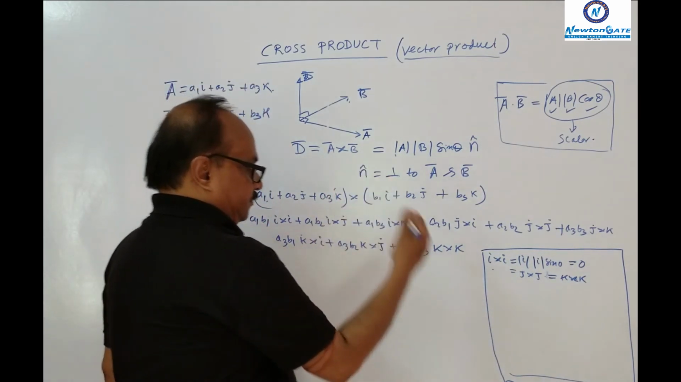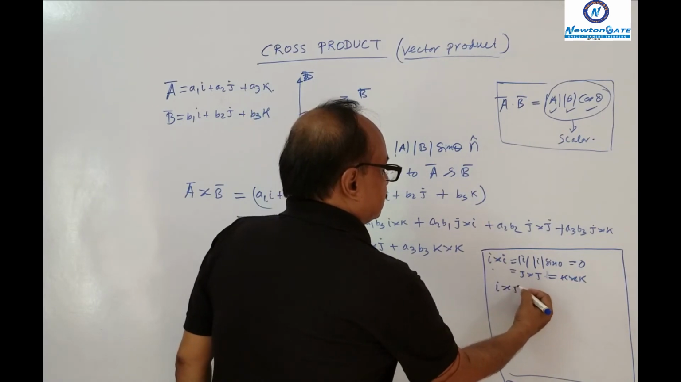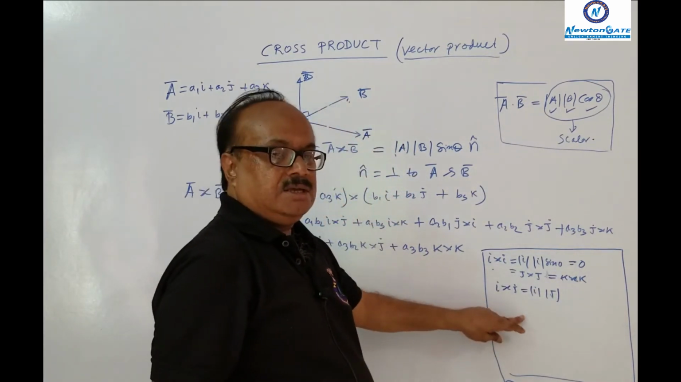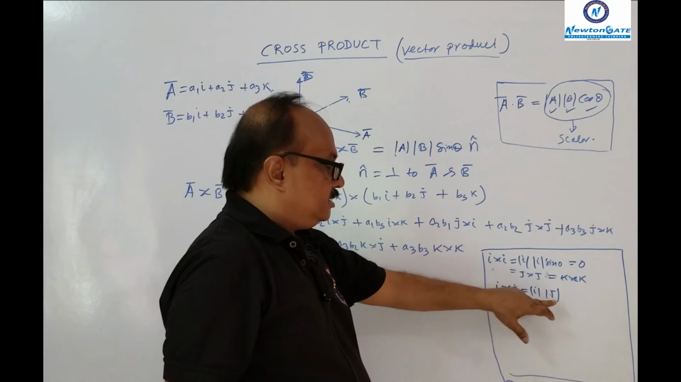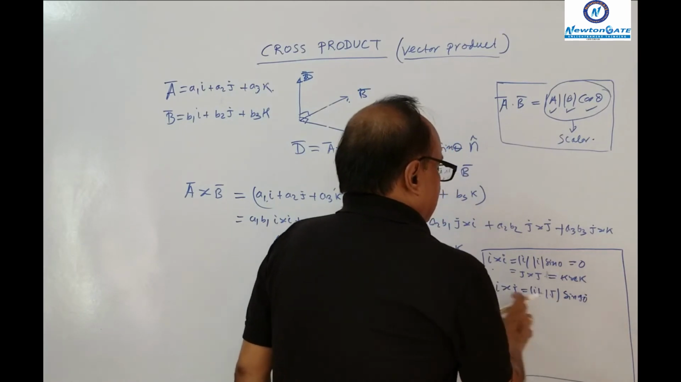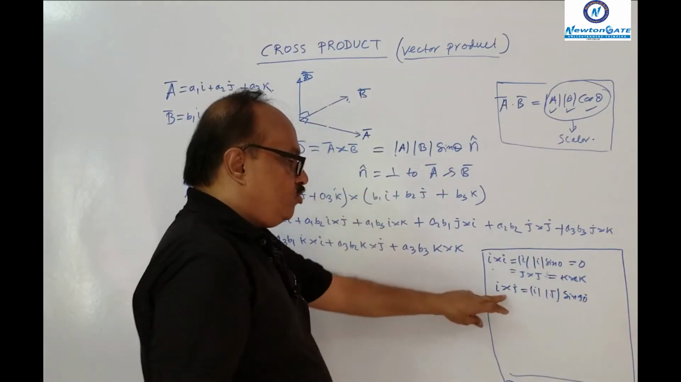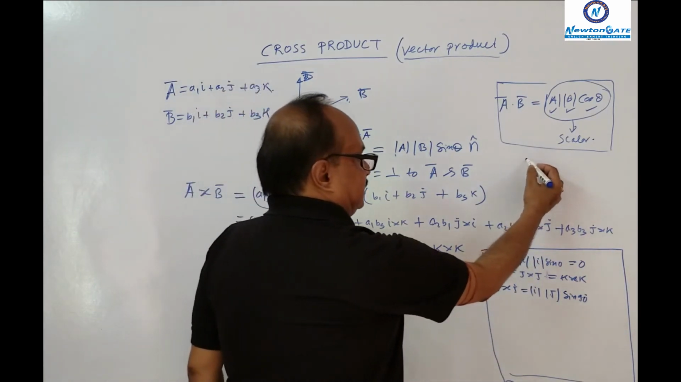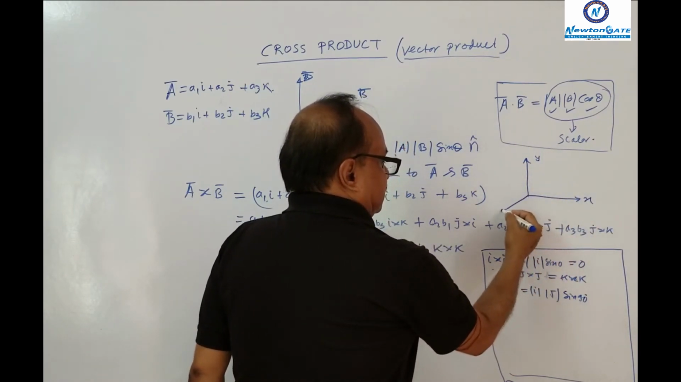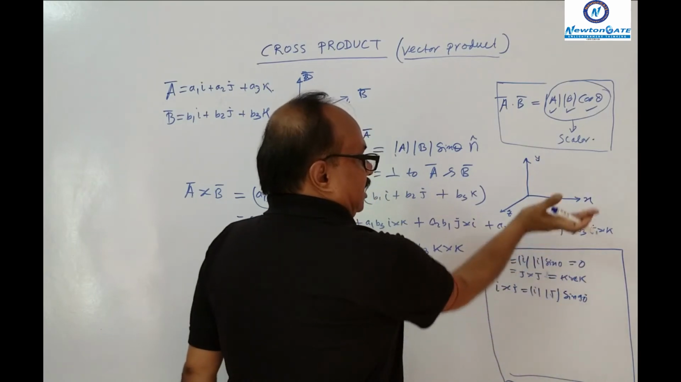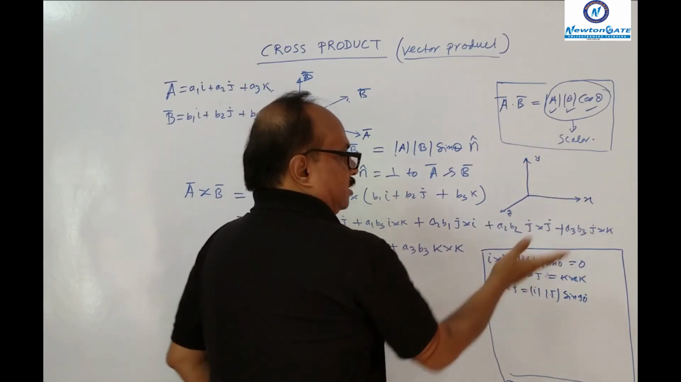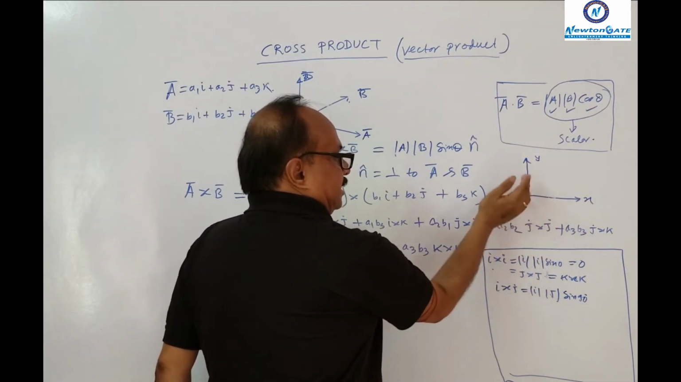Now, what about i cross j? i cross j will be equal to magnitude of i, magnitude of j. What is the angle between i and j? 90 degrees, because this is along the x axis and this is along the y axis, so it will be sine 90. And what is perpendicular to i and j? Suppose this is your x axis, this is your y axis, and this is your z axis. If you turn the x axis, that is i, toward j, this is the i direction and this is your j direction.